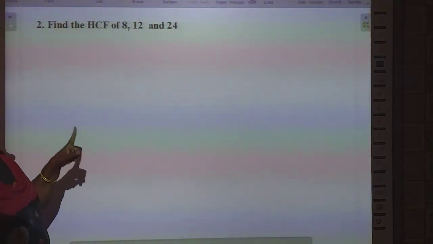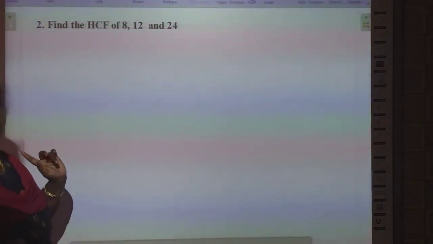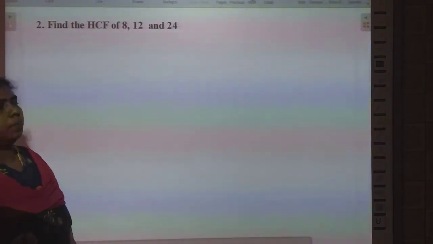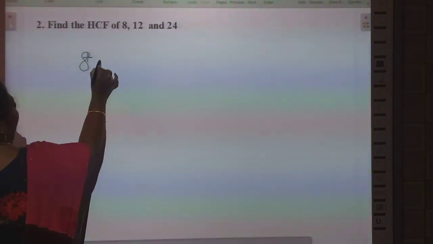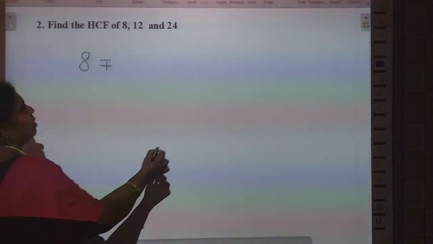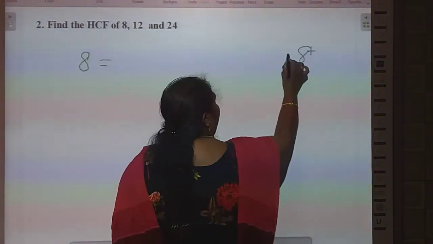See here the second example. Find the HCF of 8, 12 and 24. Here also you are going to use the prime numbers only, right? Yes. So first, prime factors of 8.